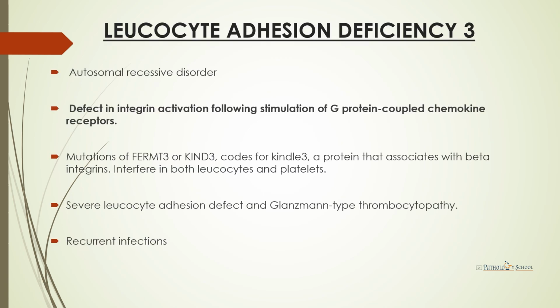Leukocyte adhesion deficiency 3 is an autosomal recessive disorder. Along with recurrent infection, there is also a Glanzmann thrombasthenia type disorder because of the inability of platelets to attach to the endothelial cell or to the site of injury. That is why this patient also presents with bleeding tendencies. Mutations of FERMT3, or kindlin 3, which codes for Kindlin-3, a protein that associates with beta integrins, interfere in both leukocytes and platelets. This causes severe leukocyte adhesion defect and Glanzmann type thrombocytopathy, along with recurrent infections.